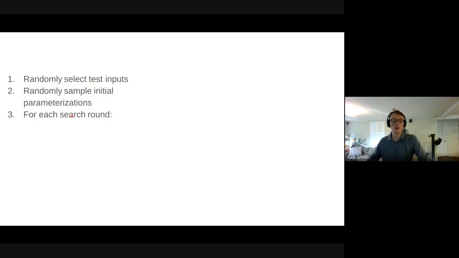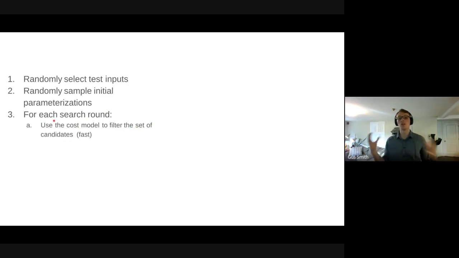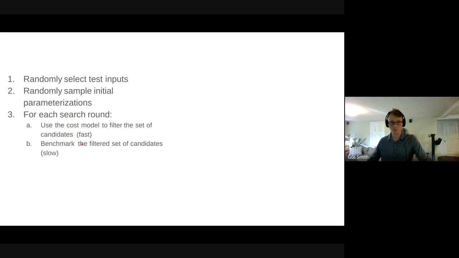And then for each search round, first we use the cost model to filter the set of candidates. The initial set of candidates is very large, and we don't want to do real experiments on that entire set because those experiments are slow. So we use the cost model to filter that set of candidates down significantly. That process is very fast because doing an inference on the model is very fast. Then once we filter that down, we actually benchmark. We do real experiments on that filtered set of candidates, and that's a comparatively slower process.